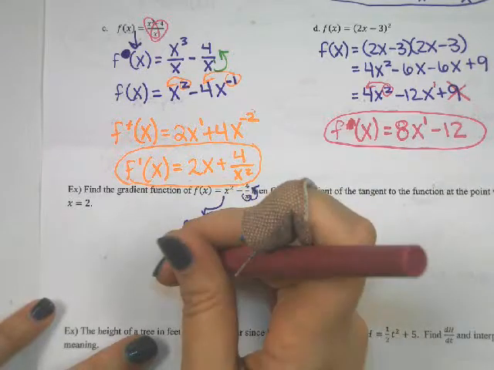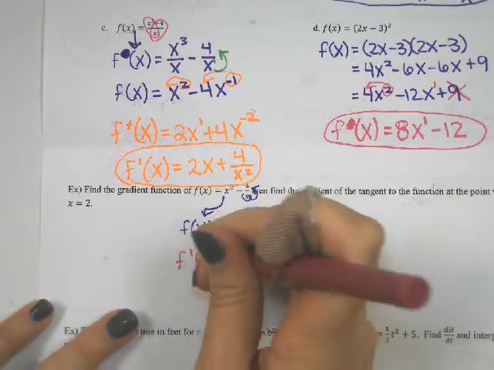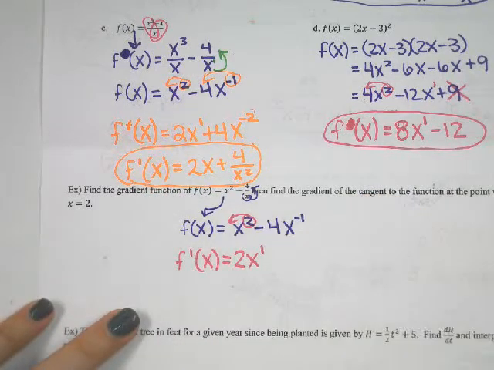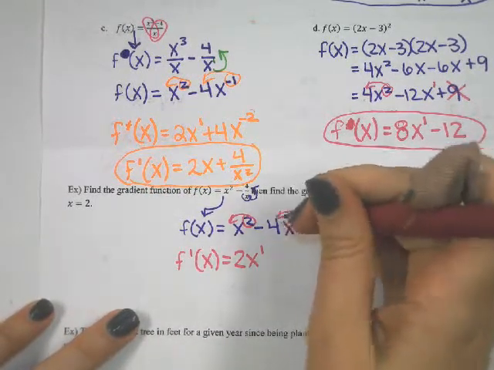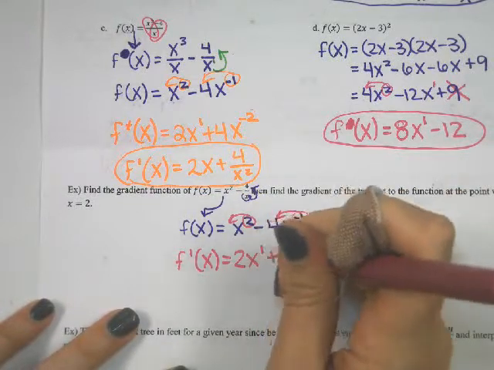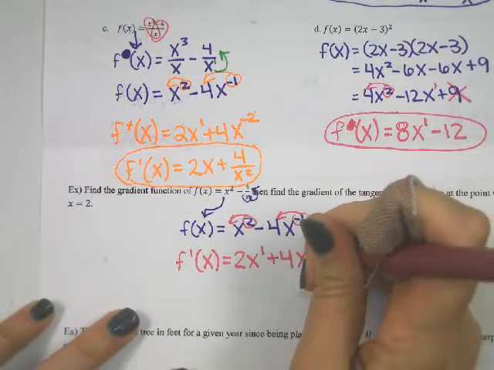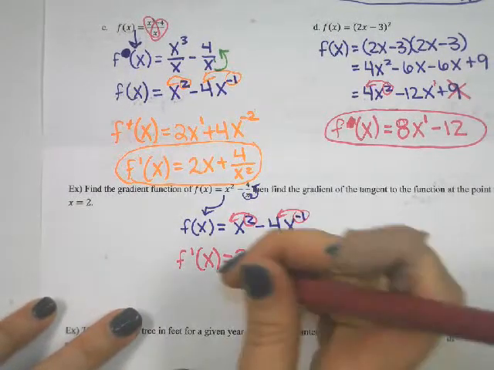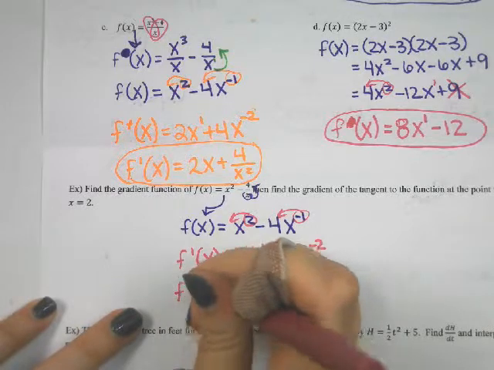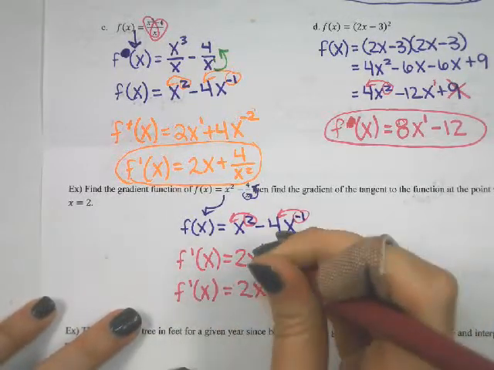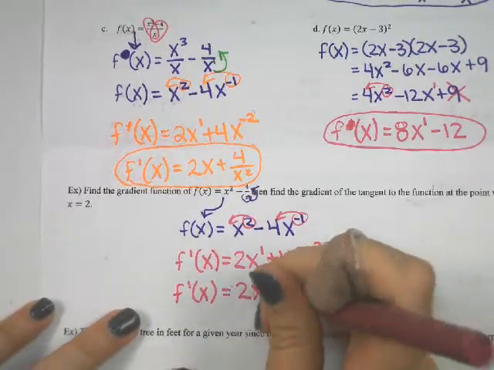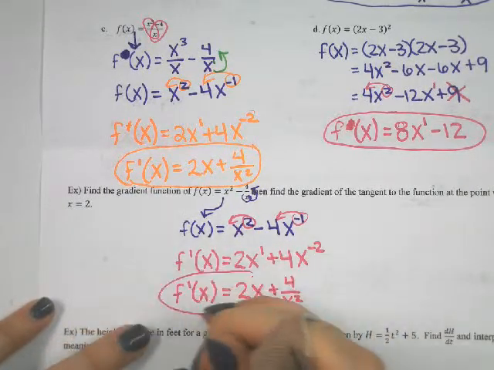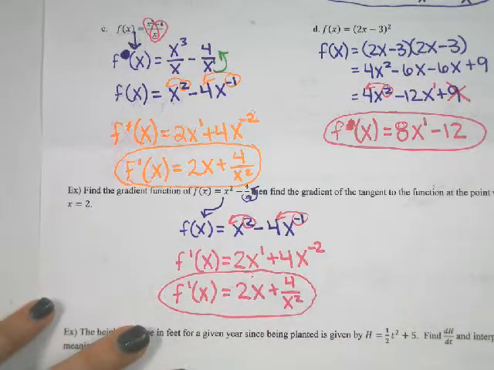Now we're going to find the gradient function, or the derivative function for this. We drop our exponent to the front, 2x, it goes down by 1. The exponent to the front, negative 4 times negative 1 is positive 4x to the negative 2. Negative 1 minus 1 is negative 2. Once again, a better way to write this would be 2x, x to the 1 is just x, plus 4 over x squared. That's the first piece it asks, find the gradient function.